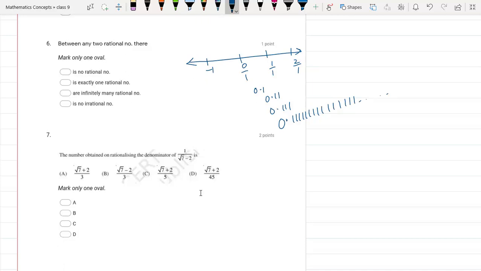So the thing is, between any two rational numbers, there are infinite many rational numbers. Okay. If the question was between two integers, how many integers are there? You would have said 0. Okay. So between minus 1 and 0, there are 0 integers. If question was between 0 and 2, how many integers are there? You would have said 1 integer, that is 1 itself. Okay. But rational numbers are infinite.